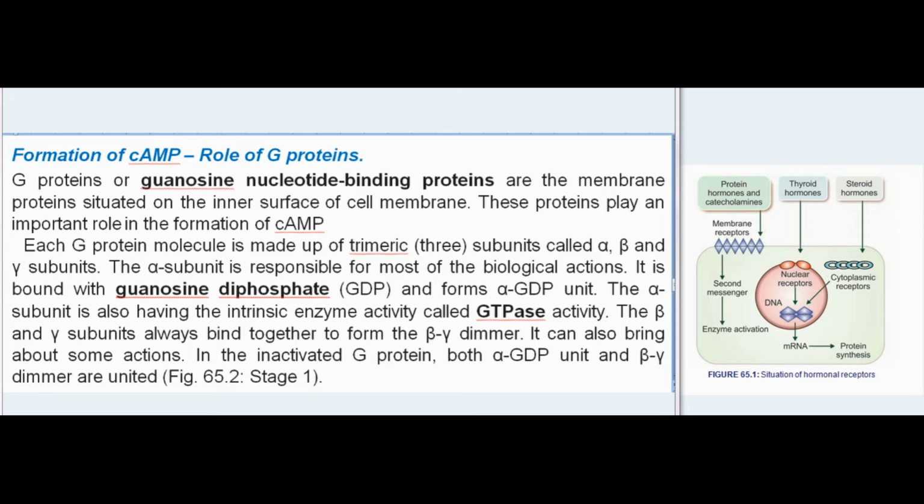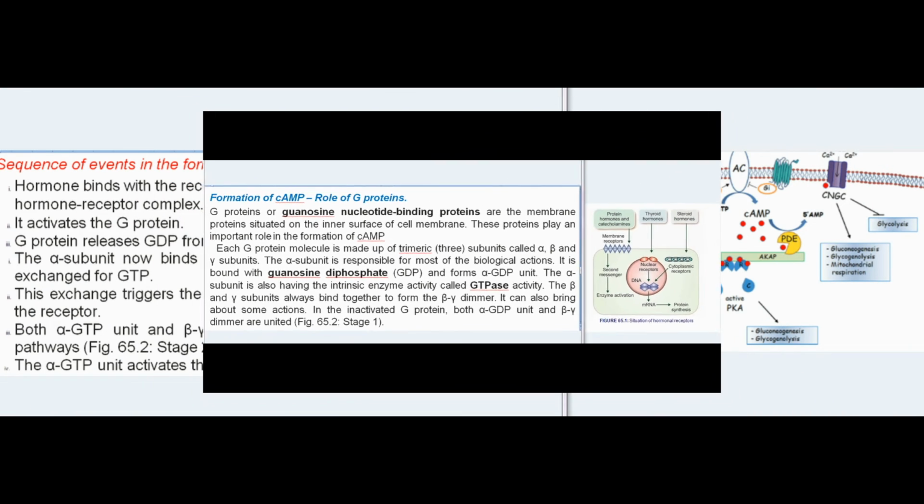It is bound with guanosine diphosphate, GDP, and forms alpha-GDP unit. The alpha subunit also has the intrinsic enzyme activity called GTPase activity. The beta and gamma subunits always bind together to form the beta-gamma dimer. It can also bring about some actions. In the inactivated G protein, both alpha-GDP unit and beta-gamma dimer are united, Fig 65.2, Stage 1.